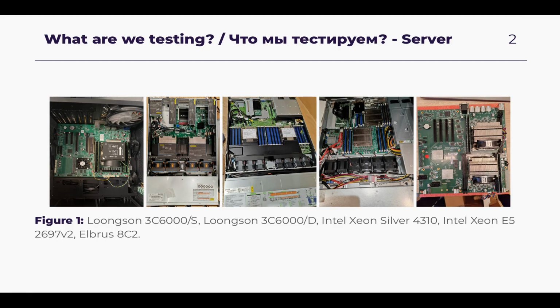There you can see the servers that we are testing. On the left are Loongson 3C6000S and Loongson 3C6000D. Then Intel Xeon Silver 4310, Intel Xeon E5-2697 v2, and Elbrus 8C2. Next slide.